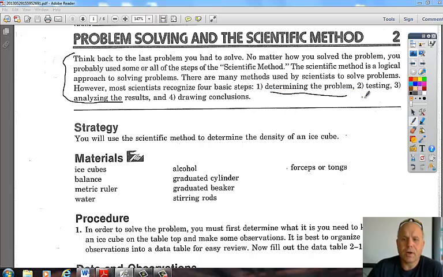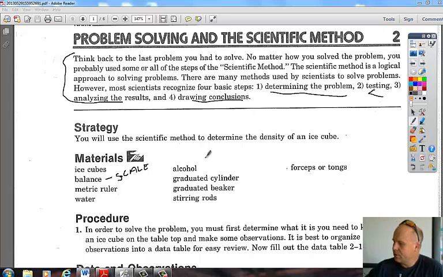You're going to determine the problem, do some testing, which is experimenting, analyze the results, and then of course draw a conclusion. Now you see some of your materials: you have an ice cube and a balance. A balance is nothing more than really a scale. I think that's what you guys will usually call that. We call them balances in science, of course. A metric ruler, you'll be using metric just like we did earlier. Some water out of the sink. Alcohol, it comes in this bottle, 70% alcohol, that's what you'll use.